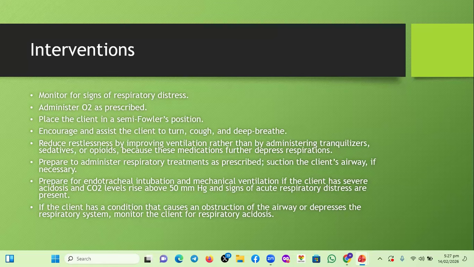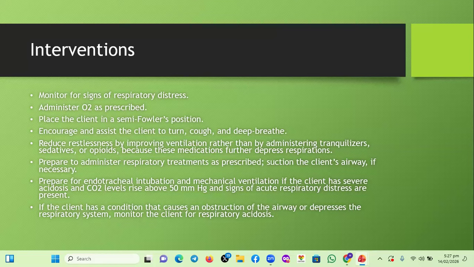So when you notice that someone is experiencing restlessness, or the person becomes a little bit agitated and is having respiratory acidosis, don't go and give medication that will suppress the respiratory centers or the respiratory system. You will do more harm than good to the client. Don't give sedatives or opiates, because these medications will further depress the respiratory system.